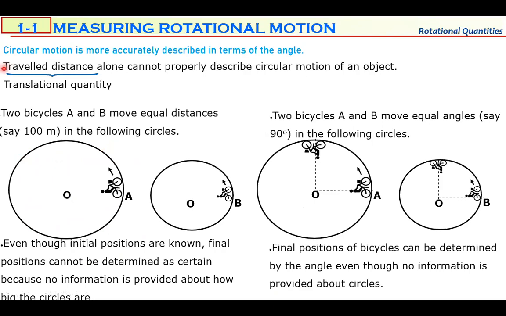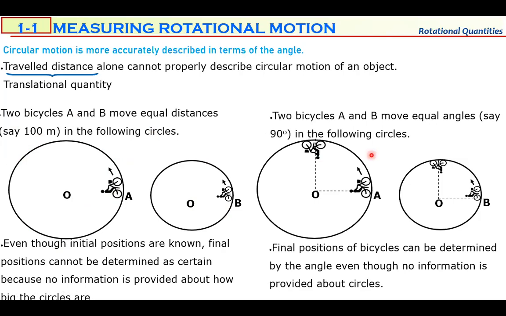Travel distance alone cannot properly describe the circular motion of an object. For example, let's say there are two circular paths, A and B, a big one and a smaller one. If somebody says that both bicycles, A and B, move equal distances on the circle, you cannot predict the final position of these bicycles if you don't know how big or how small the circles are.